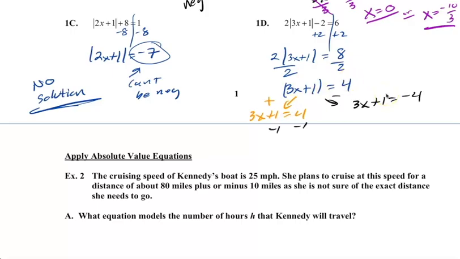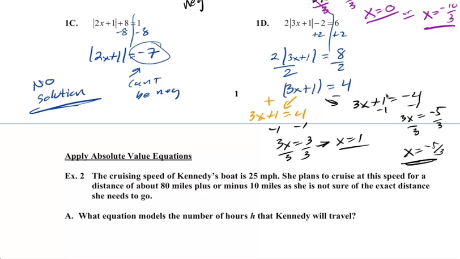Minus 1, 3x is equal to 3. Divide by 3, divide by 3. X is equal to 1. Minus 1, 3x is equal to negative 5. You're going to get a lot of fractions, so it's hard to make an absolute value problem work out perfectly. So you just deal with it. We get x equals negative 5/3.